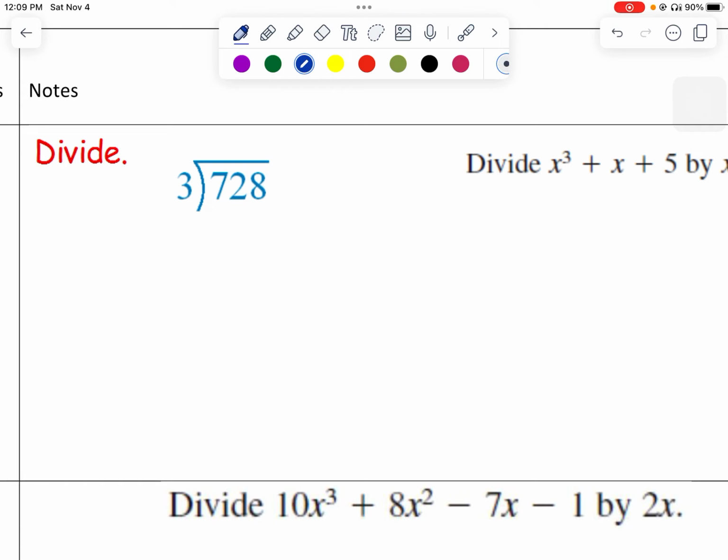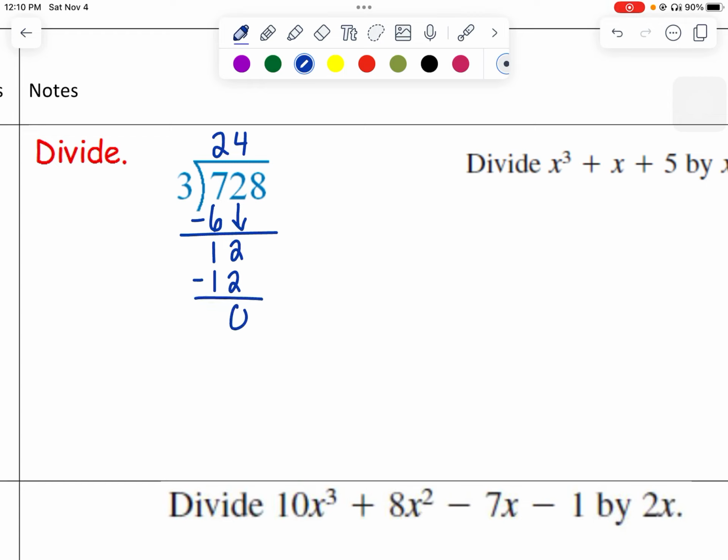If I wanted to do 728 divided by 3, I would first think about how 3 fits into 7. 3 fits into 7 two times, and that would make 6. So two groups of 3 would be 6. Then I'm going to subtract that from 7, and I get 1. Then you bring the 2 down, and it makes 12. Then you ask yourself, how many times does 3 fit into 12? You would say 4. That 4 groups of 3 is 12.